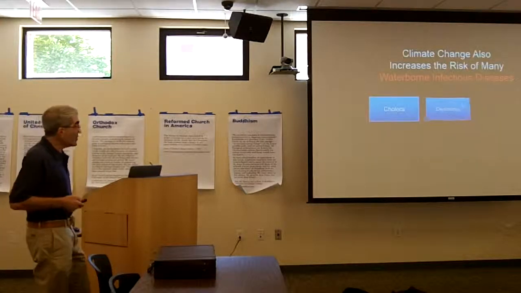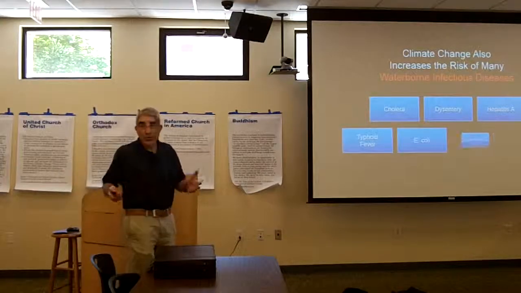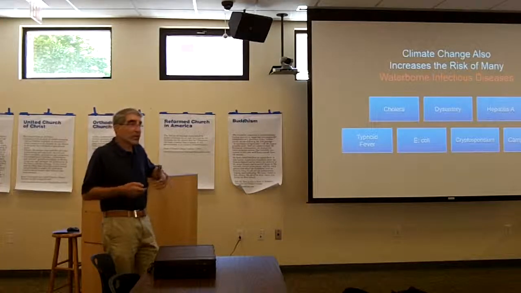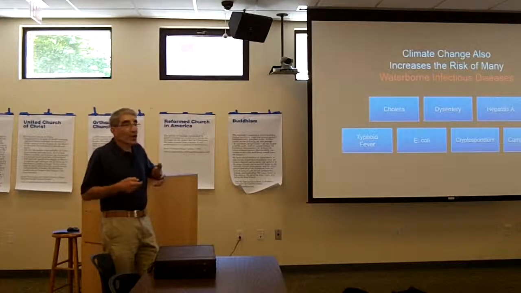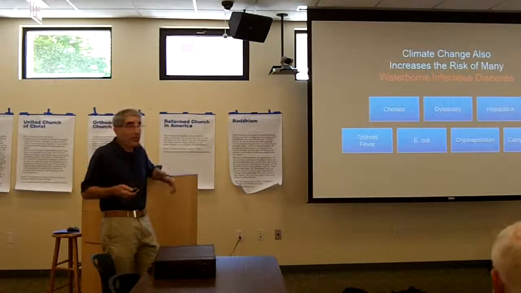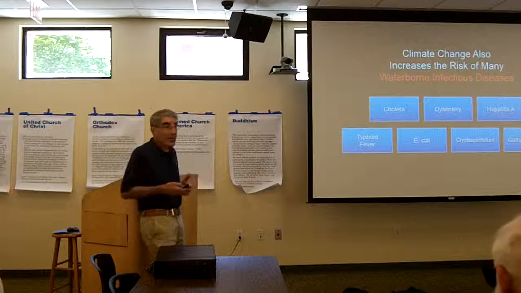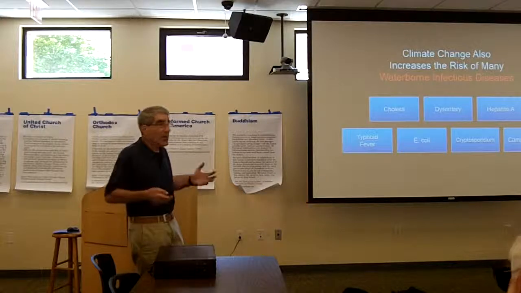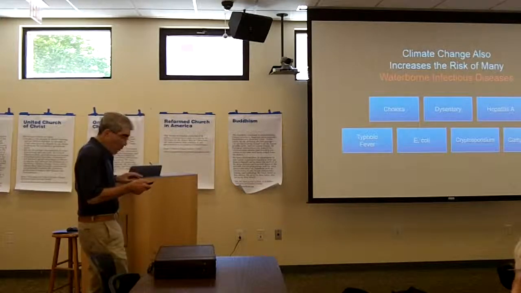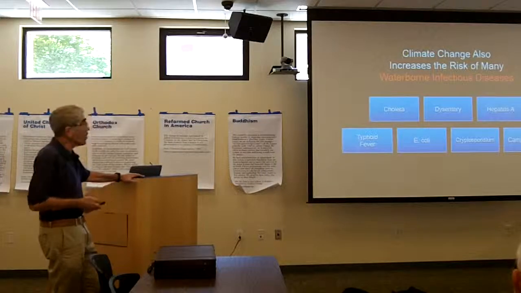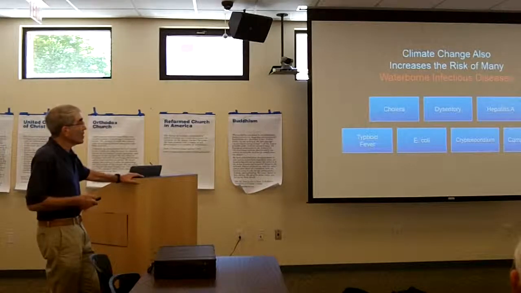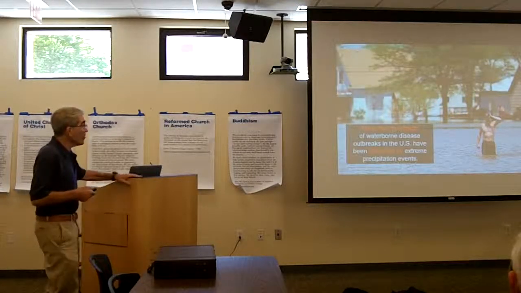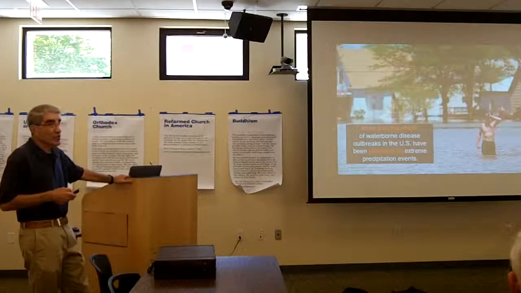So what happens with these excessive rains is that sewer systems overflow. And when they overflow, water sources, wells, and irrigation systems become contaminated. They become contaminated with the overflow from the septic systems, but they also get contaminated with water runoff and toxins from things that we treat, fertilizers and other things. And so we're seeing an increase of all of these waterborne diseases. Now, more than 2/3 of waterborne disease outbreaks in the United States have been preceded by extreme precipitation events.